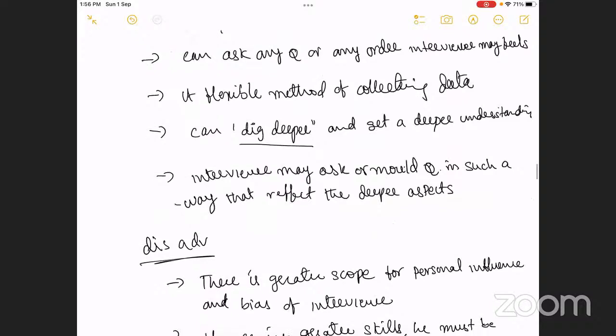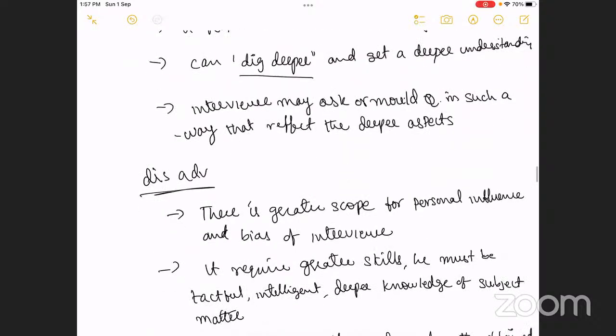Okay. So what are the disadvantages with the unstructured interview? In a structured interview, you don't have a chance to raise questions. You have to follow only the written questions, whatever we predefined. But in an unstructured one, based on the answers you get, you can mold your questions. You can ask deeper questions based on their answers.